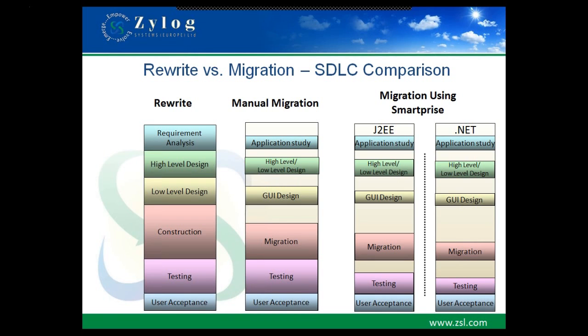Okay, so this just gives a comparison based on our experience, of doing a manual migration without our tooling. This tells what the benefit is if you do the rewrite, that is, the complete SDLC starting from requirements, or do a manual migration, or use the migration with our SmartPrice tools. So this is how much we think our clients would save. Each and every client is of course different, but this is the ballpark.